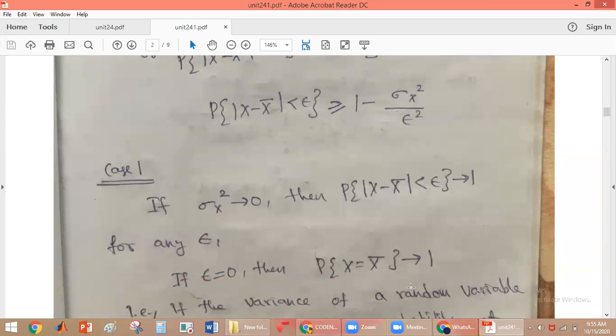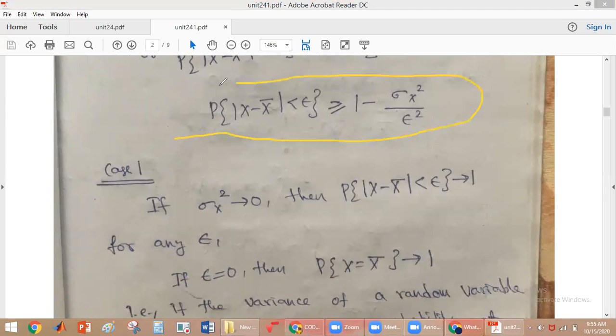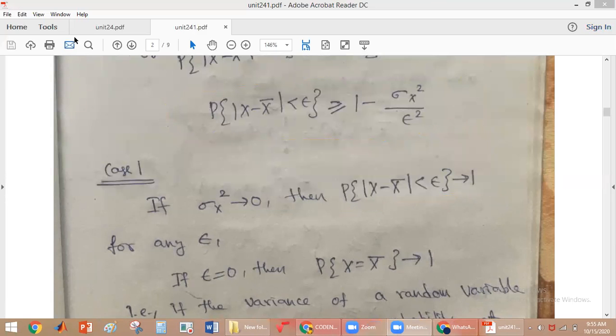Now we see the first case. If sigma x square is 0, see this equation. From this equation, we know that the probability of |x minus x bar| less than epsilon will be equal to 1. And for any epsilon value, if epsilon is equal to 0, what happens here? We get the probability of x equal to x bar, and that is equal to 1.